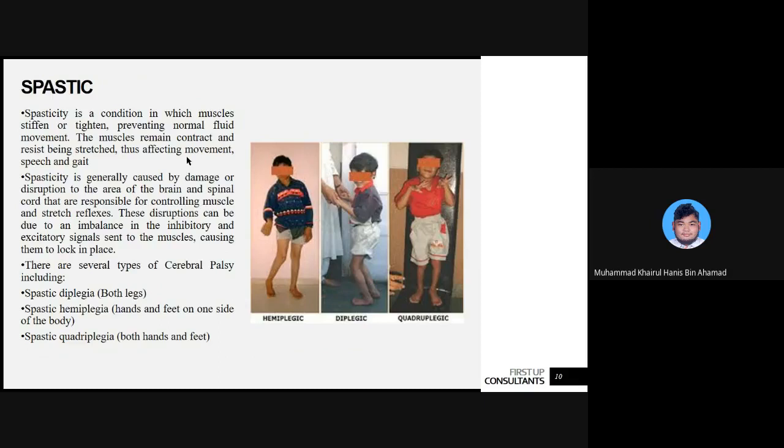There are several types of cerebral palsy, as we can see in the picture. First is spastic diplegia, in the center of the picture, affecting both hands and both legs. Okay, spastic hemiplegia is on the left side of the picture, affecting the hand and foot on one side of the body. Then the last type of cerebral palsy is spastic quadriplegia, on the right side of the picture. You can see that both hands and feet are having problems.